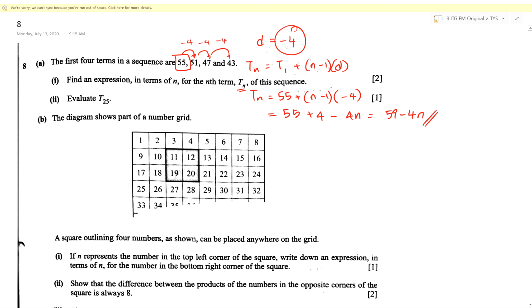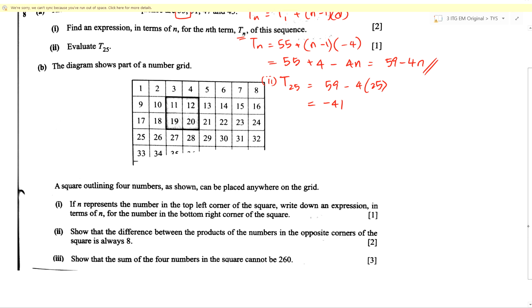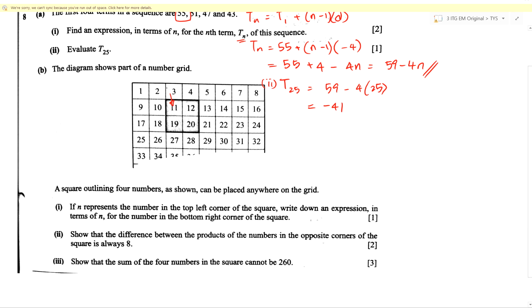Once you have the answer for part 1, part 2 is just a substitution. T25. We have 59 minus 4 times 25. So take away 100, we're left with -41. Now for part B. A square containing 4 numbers can be placed anywhere. Now this number is represented by n.